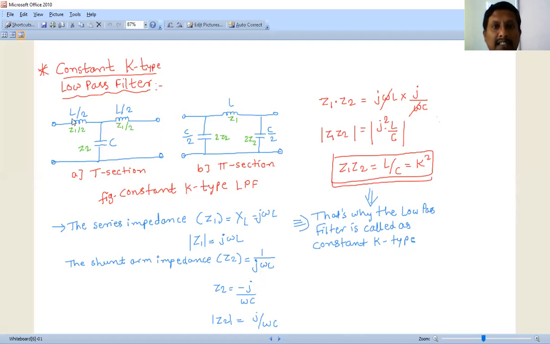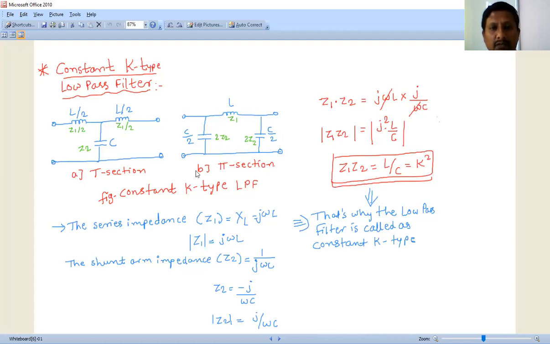If two inductors are there in the series arm, obviously we have to divide L, so L by 2, L by 2. In this logic, you can remember the diagram. If two capacitors are connected in parallel, when you divide C by 2, you get C by 2, C by 2, because when two capacitors are in parallel, their capacitances add.